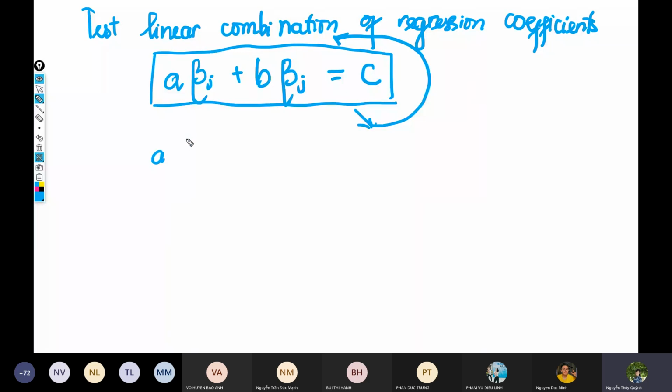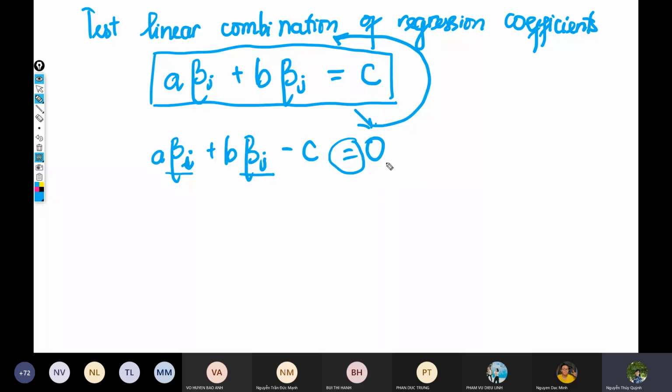So this combination is equivalent to A times beta i plus B times beta j minus C equal to 0, where A, B, C here are constants, and beta i and beta j are the regression coefficients of the model. Then we want to test this one. Although in the combination you can see that we may have two regression coefficients here, we have only one restriction, that is, this combination is equal to 0.